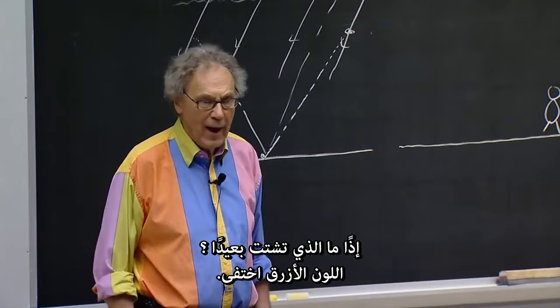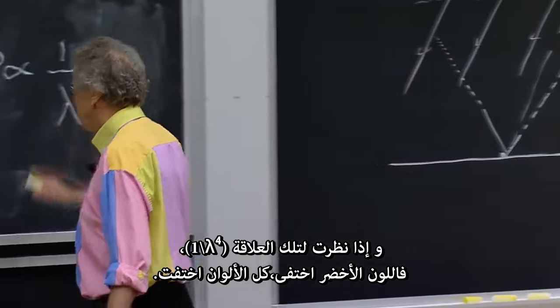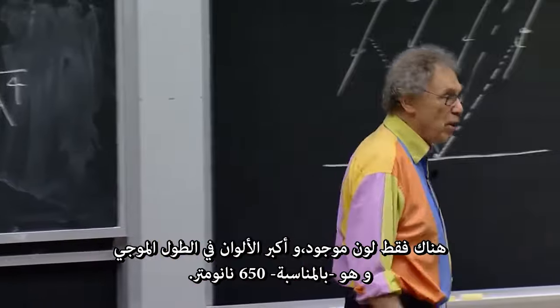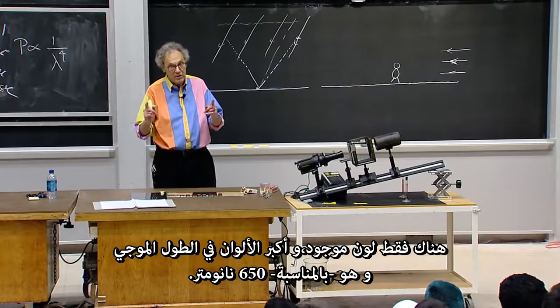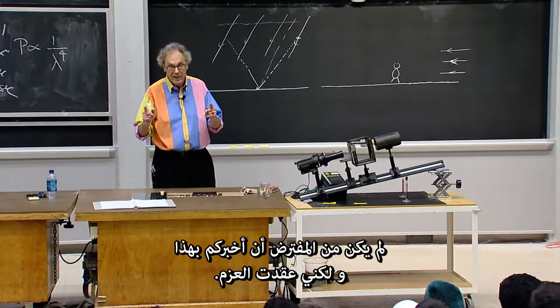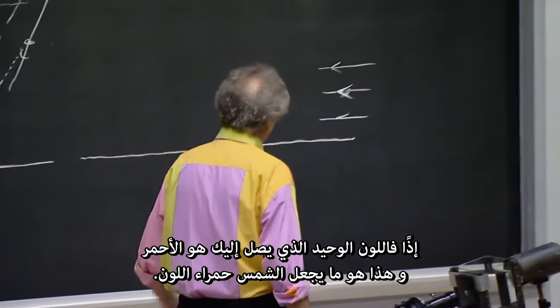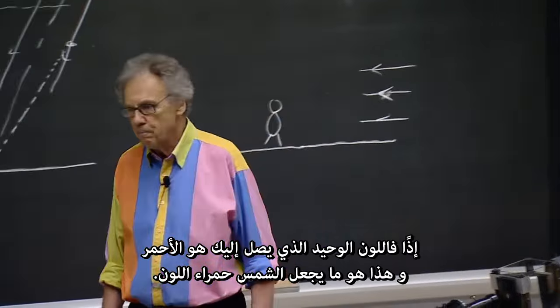So what is scattered away? The blue is gone. But if you look at 1 over lambda to the 4th, the green is gone. All colors are gone. There's only one color which has the largest wavelengths, which, by the way, is 650 nanometers. I wasn't supposed to tell you, but I decided. So the only light that makes it through to you is red.